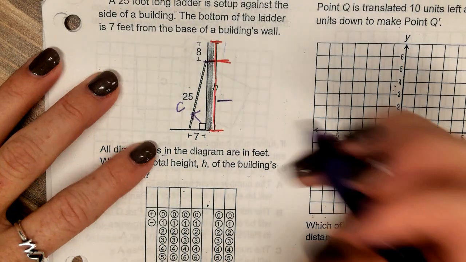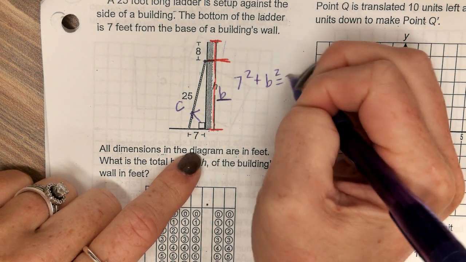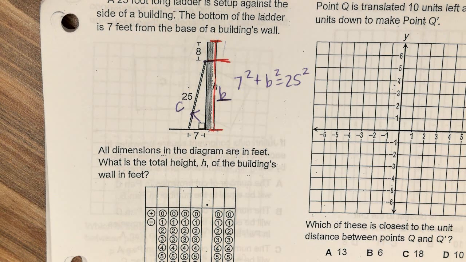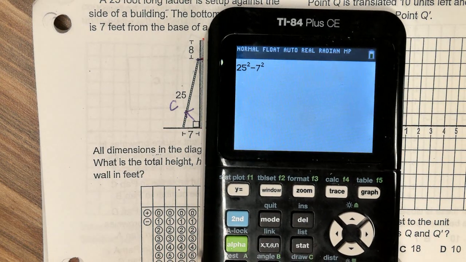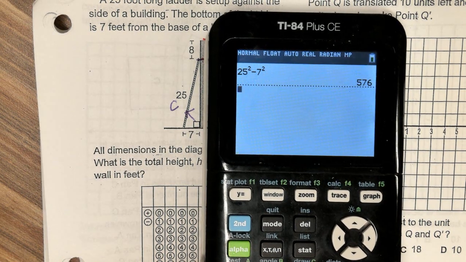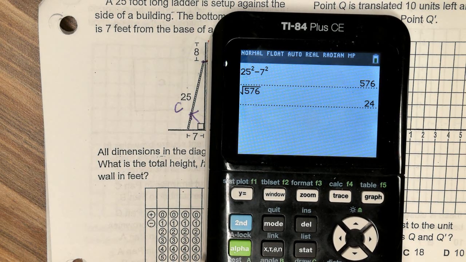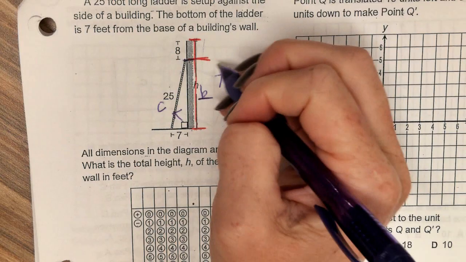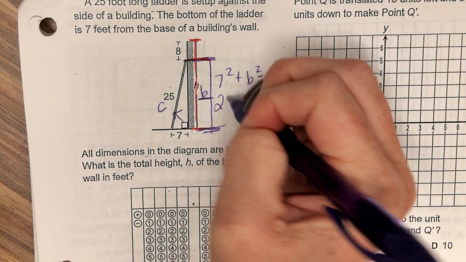C. So I have 7 squared plus, I'm going to call this B, B squared equals 25 squared. Do I add or do I subtract? So I have 25 squared minus 7 squared, which is 576. What do I do to that number? The square root of 576 is 24. That means this height from here to here is 24.